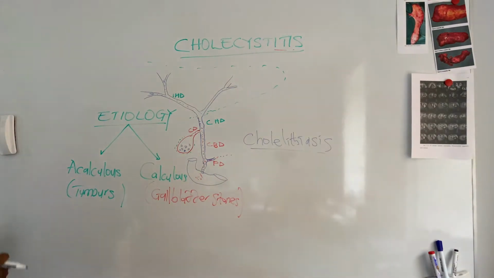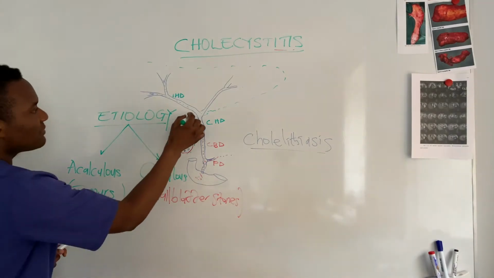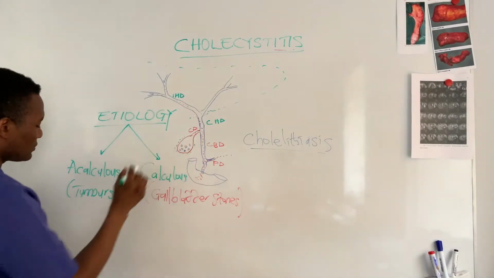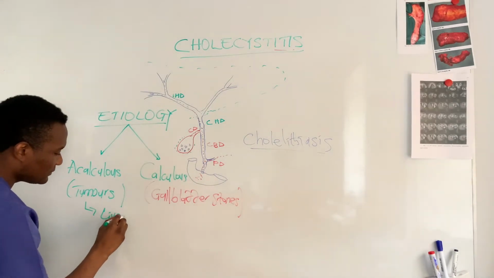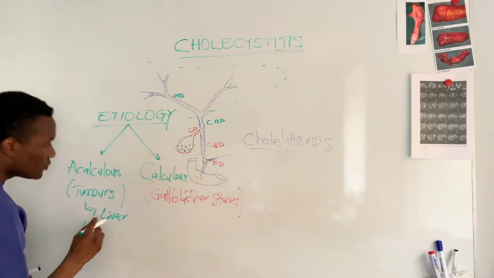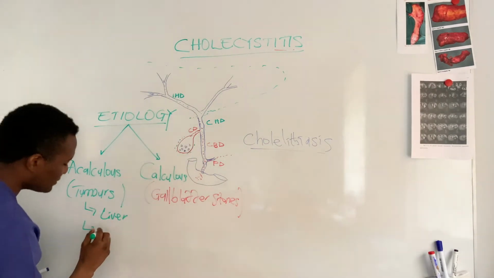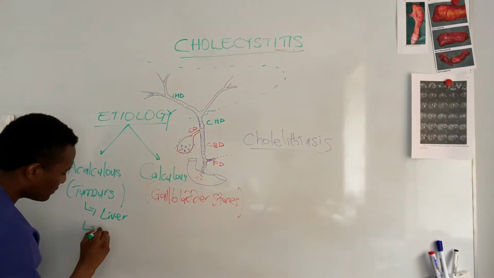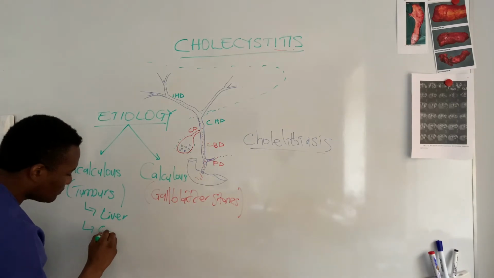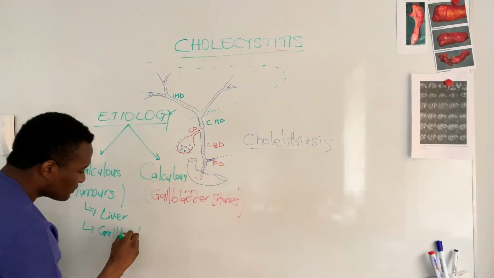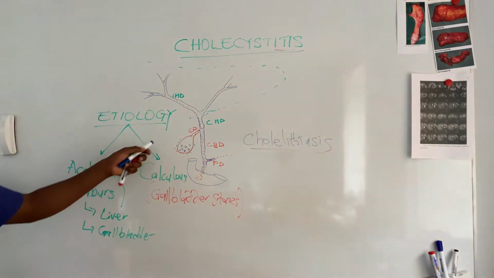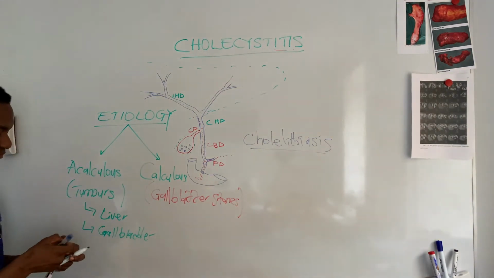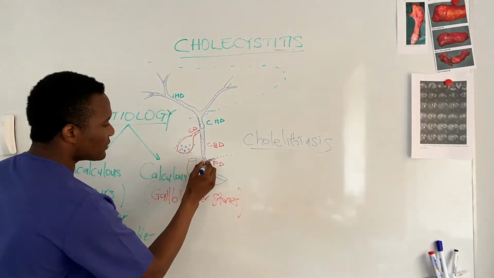If we go more specifically, these tumors can arise either from the liver itself, or from the gallbladder itself. So gallbladder tumors. And tumors can arise also at the head of the pancreas.